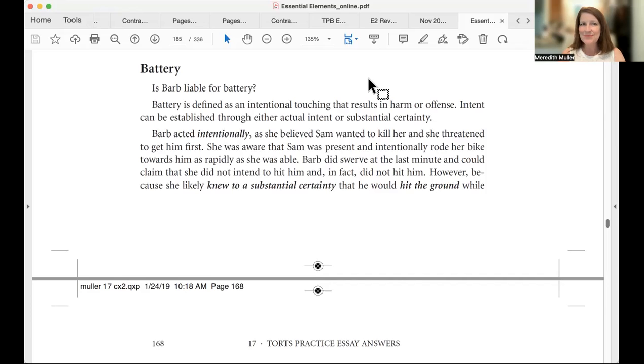So let's analyze it. Is Barb liable for battery? If we're following IRAC, this is our issue statement. This is our header, by the way. We always organize our essays by using headers. So our header is battery. Our issue is: is Barb liable for battery? Okay, then we put our rule.